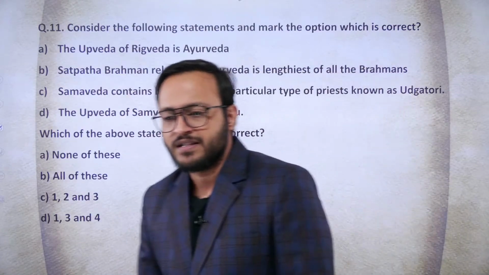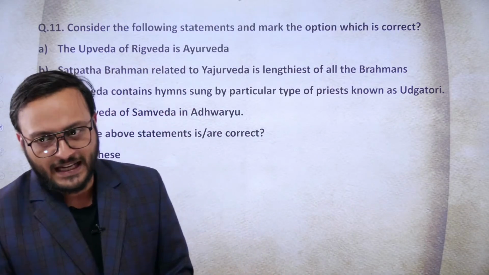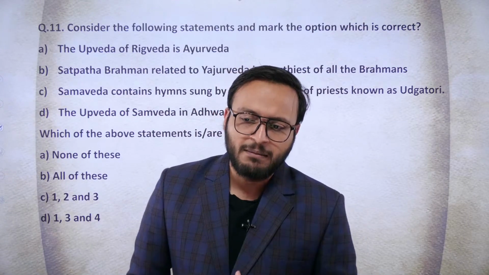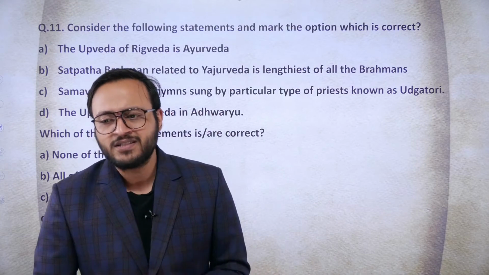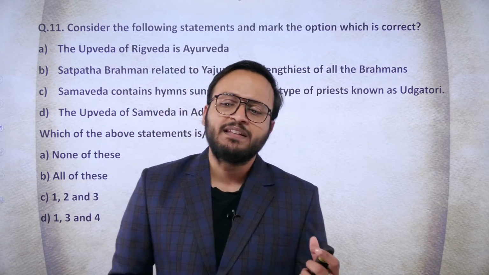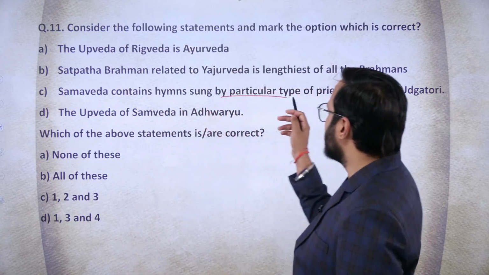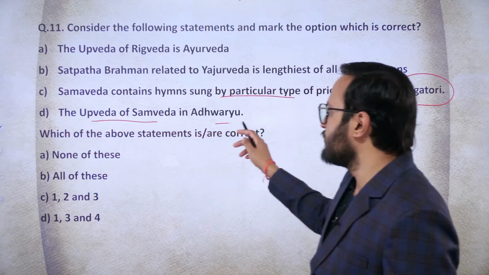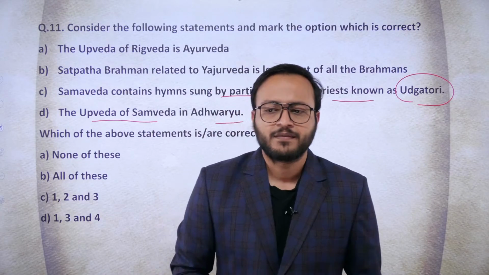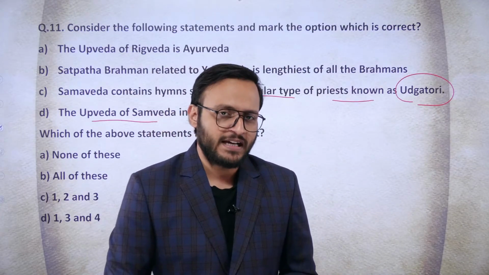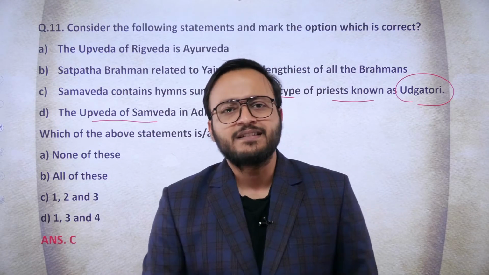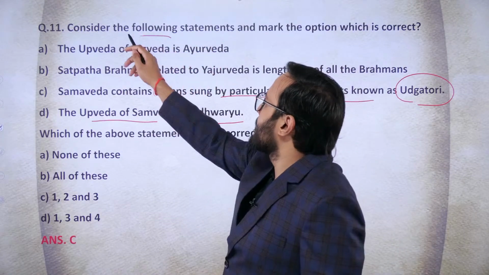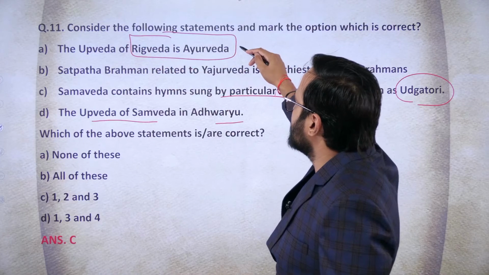Now moving to the next question, consider the following statements and mark the option which is correct. The Upaveda of Rig Veda is Ayurveda. Shatapat Brahman related to the Yajurveda is the lengthiest of all the Brahmans. Samaveda contains the hymns sung by the particular type of priests known as Udgatri. The Upaveda of Samaveda, that is Adhvaryu. So which of the above statements are correct? Okay, here in this case, let me just explain the answer for all of you, that Upaveda of Rig Veda, that is called Ayurveda, that is absolutely correct.